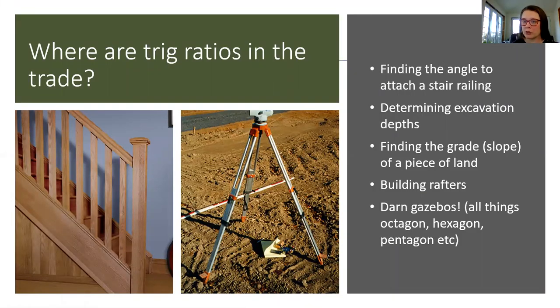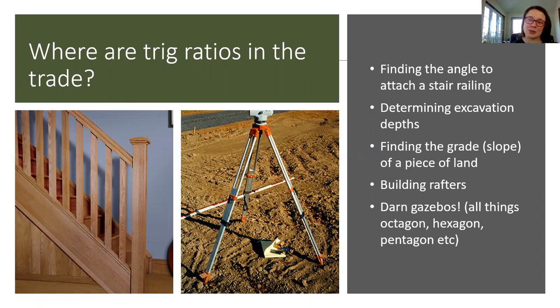So where do we use trig ratios in the trade? Well, one place is to find the angle to attach a stair rail. The angles where the stair rail joins and the angles that the balusters are cut at require us to find an angle. We're actually going to use that in the next lesson. We can use it to determine depth or width in excavation, a little bit towards surveying for site layouts. So that's another place it gets used.